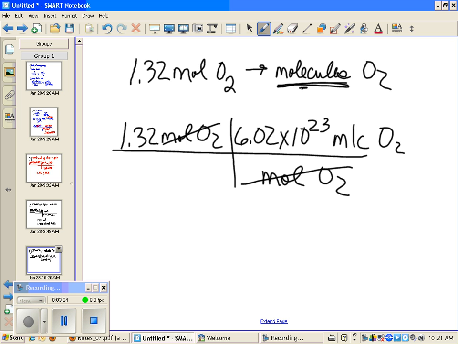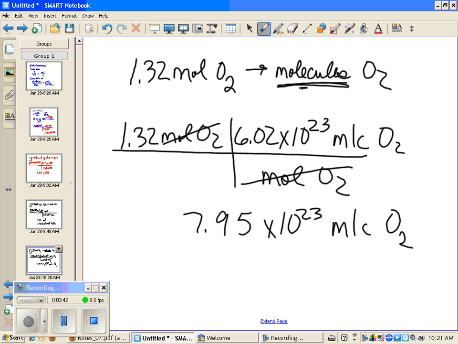I have the two numbers beside each other. Since the two numbers are beside each other, I'm going to multiply. So 1.32 times 6.02 times 10 to the 23rd equals 7.95 times 10 to the 23rd molecules of O2. And that's an example of how to do moles to molecules, or molecules to moles, or any kind of particle. Remember, particles can be atoms, ions, molecules, or formula units.